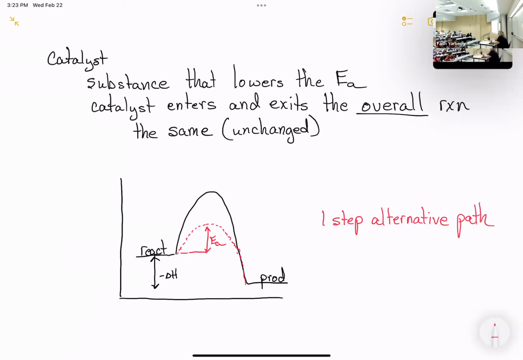But folks, you got to remember, all a catalyst is is something that finds an alternative path. It doesn't have to say that that path occurs in one step.